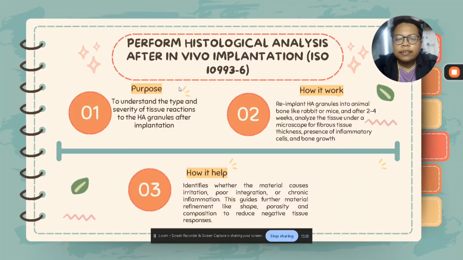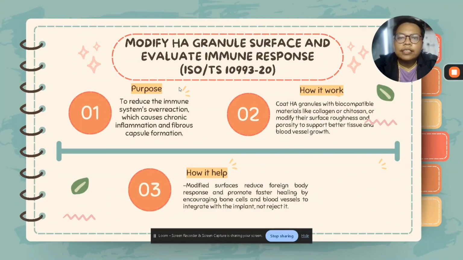Describe further material refinement like shape, porosity, and composition to reduce negative tissue response. And the last, modify HA granule surface and evaluate immune response according to ISO TS 10993-20. So what is the purpose? To reduce the immune system overreaction, which causes chronic inflammation and fibrous capsule formation. How does it work?